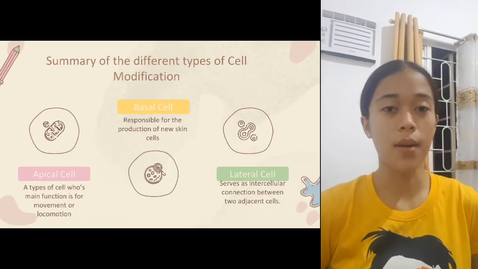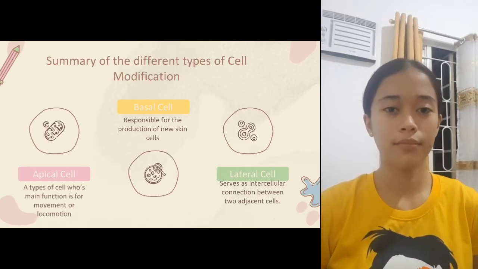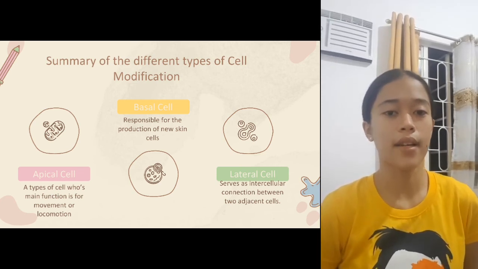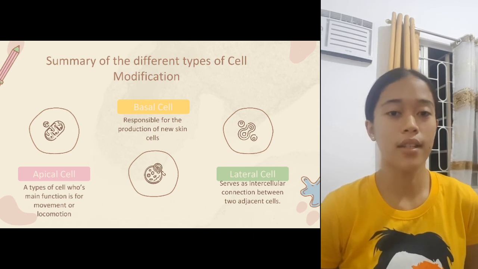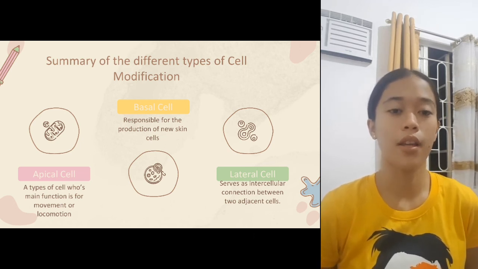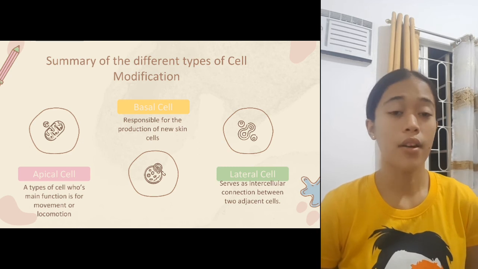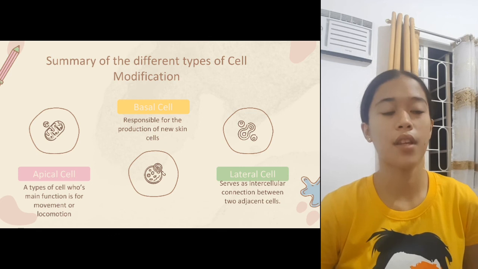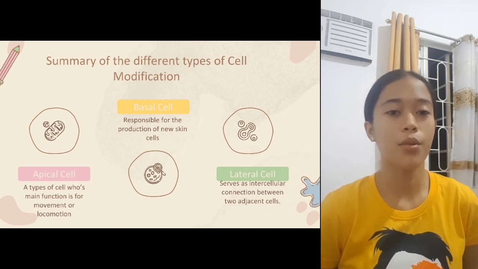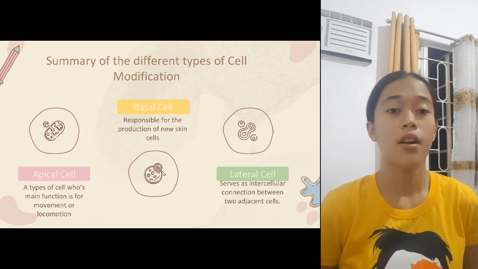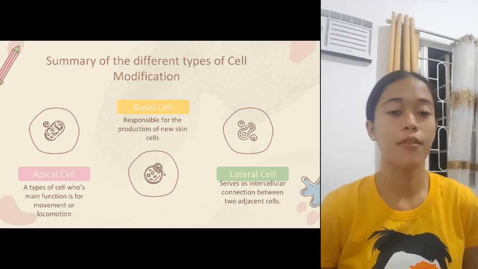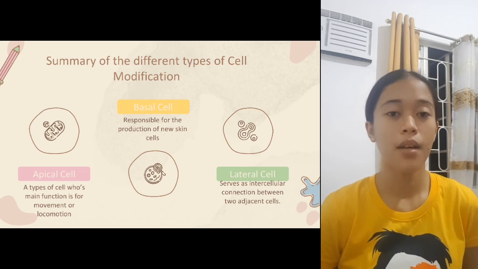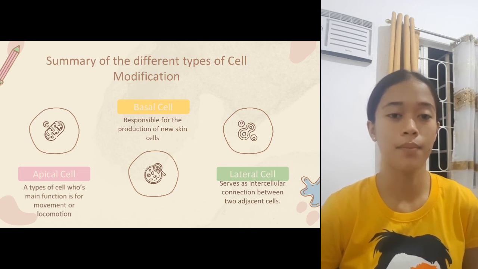Before we end, here's a summary of our report. Cell modification. It is a technique used in order to modify cells, especially microorganisms, to be better suited for biological processes. There are three types of cell modification. First is the apical cell modification. It is a type of cell whose main function is for movement or locomotion. There are four types, namely the cilia, flagella, microvilli, and pseudopods.